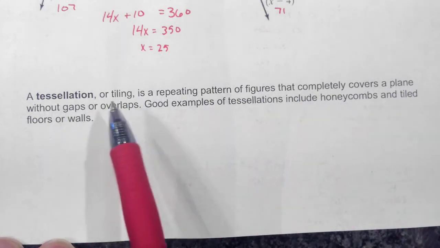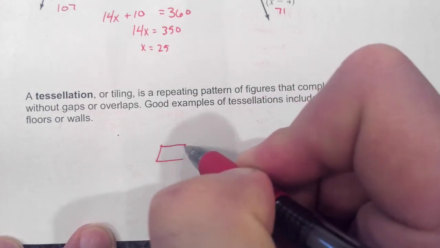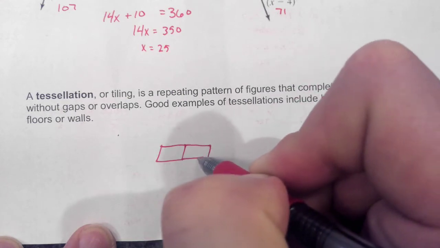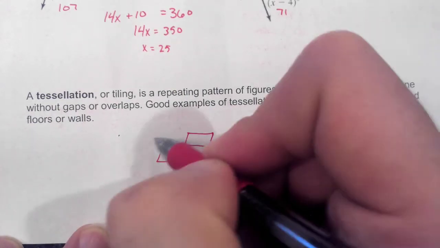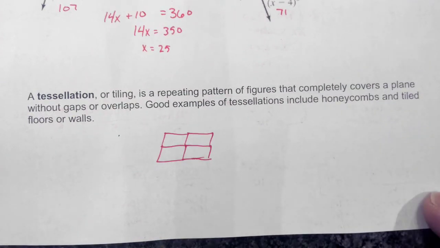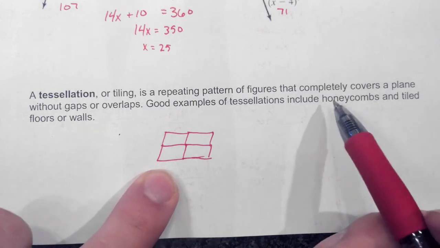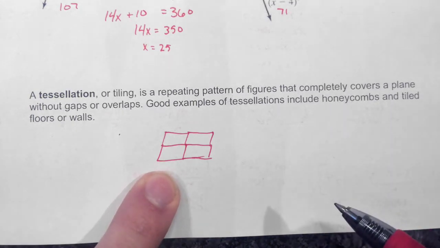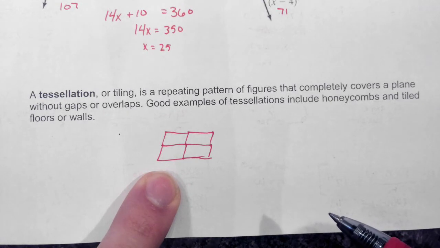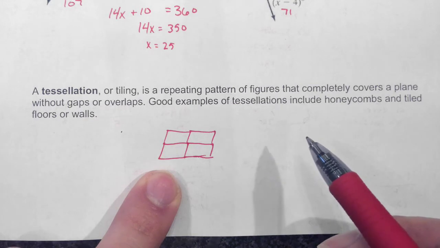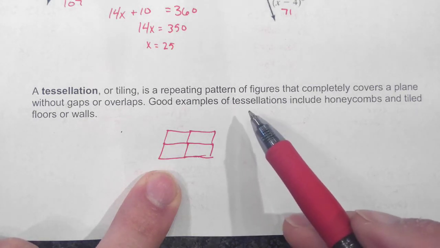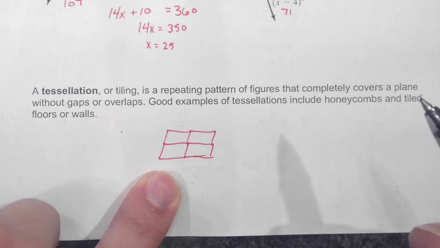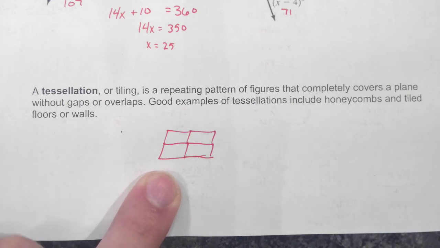completely covers a plane without gaps or overlaps. Good examples of tessellations include honeycombs and tiled floors or walls. So all of that means a tessellation is a repeating of some shape or some sum of shapes, like multiple shapes, as long as there's no gaps or overlaps. So tiling is a good example. Honeycombs and a beehive are a good example. Look around at your kitchen backsplash or the tiles in your bathroom. That is tessellation, because the tiles can't have a gap in them and they can't overlap, or else the floor wouldn't work.